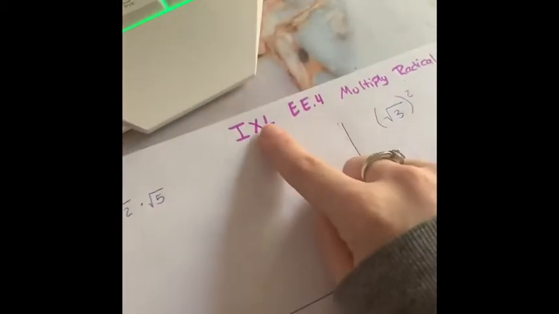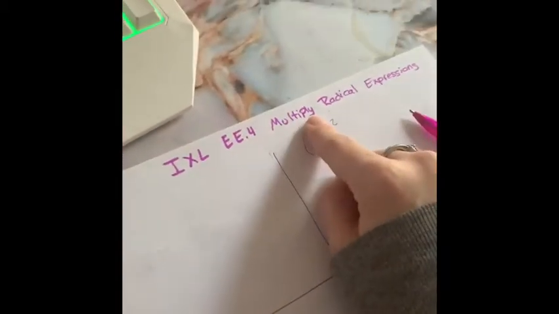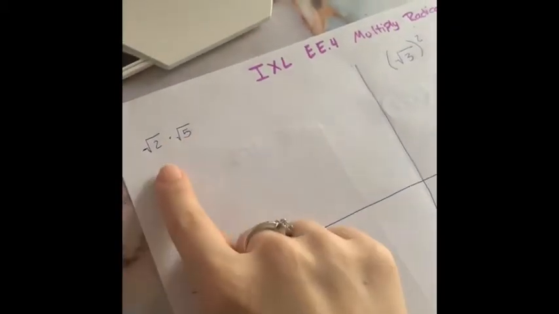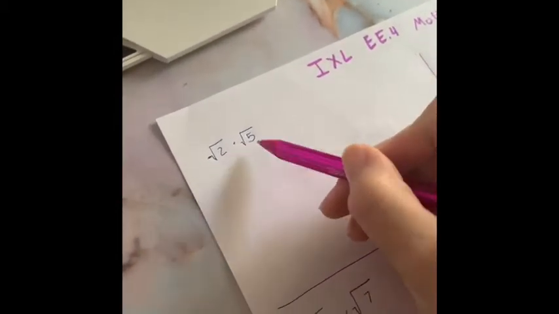Alright, so this video is for IXL EE.4, multiplying radical expressions. So in this one, we're going to have two radicals. We're going to be multiplying them together. Alright, so I'm going to start off with this really easy one here. We've got the square root of 2 times the square root of 5.